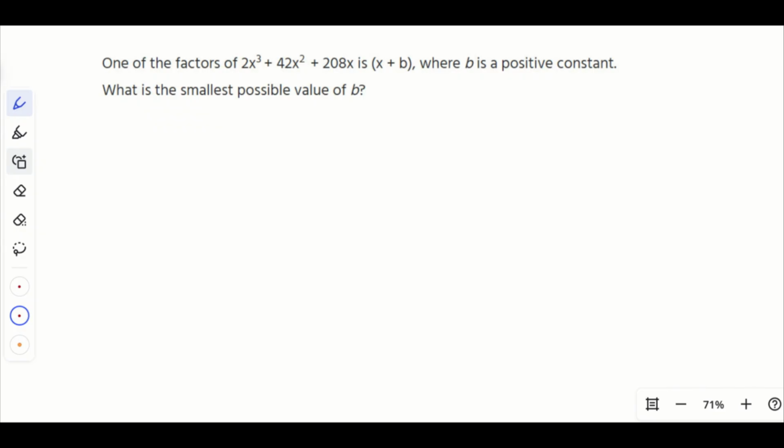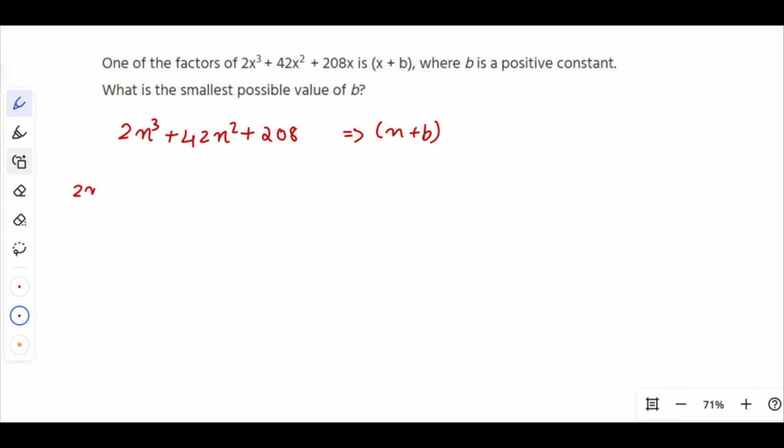So here, what is our first step? Our first step is to factor out the common term. So let's see the equation provided, that is 2x cubed plus 42x squared plus 208x, and we have mentioned that that is x plus b. So here you have to identify a common term. Can you identify any common term? You can easily take 2x outside. So let's do that first.